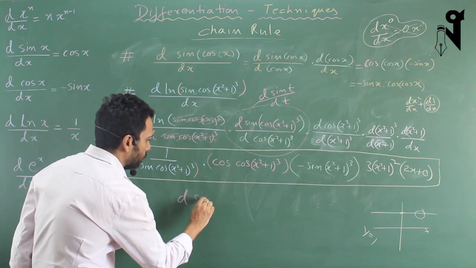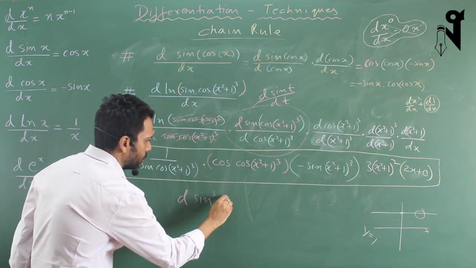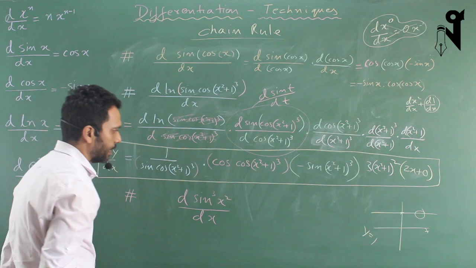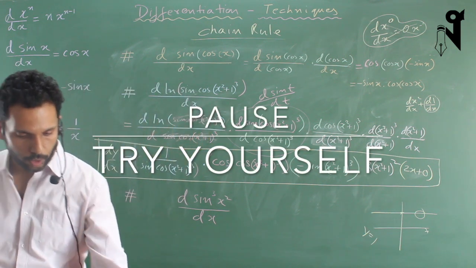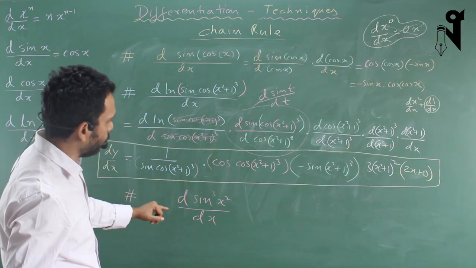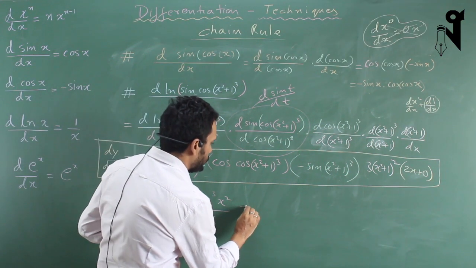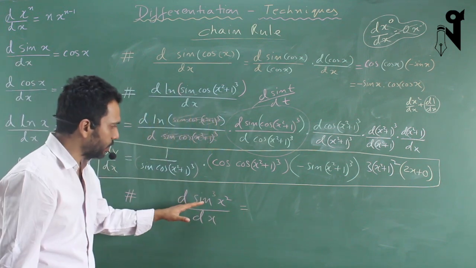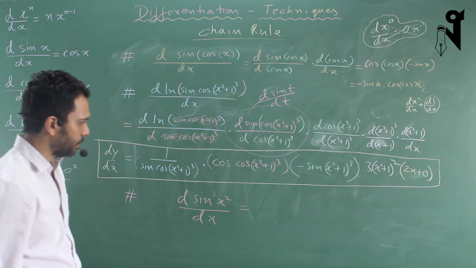D of sine cube x square. D of sine cube x square. Do this, pause the video. So I really hope all of you got this. I really hope you broke it into the right chain. Now how do I read this?